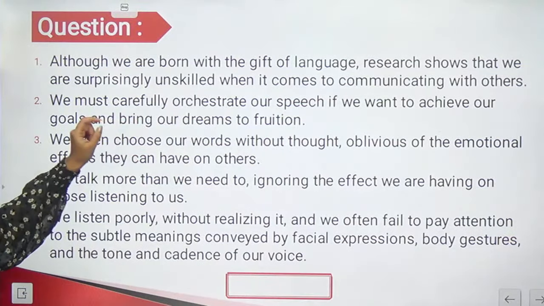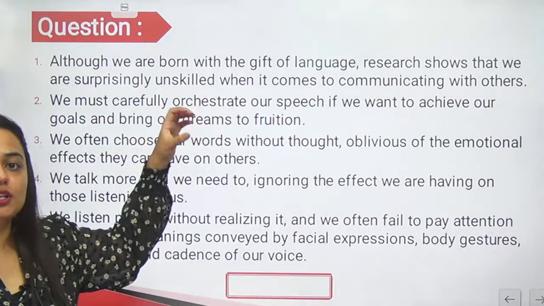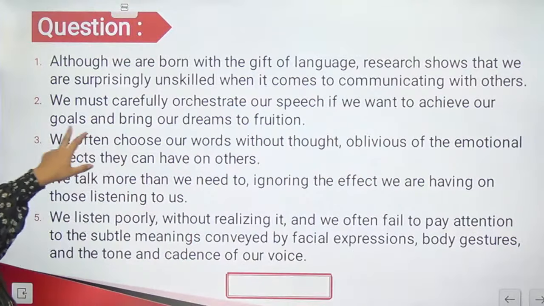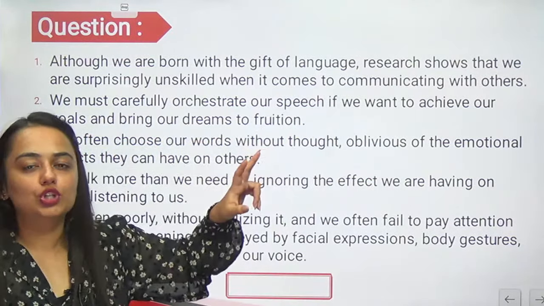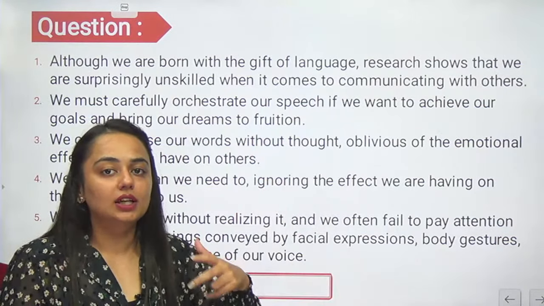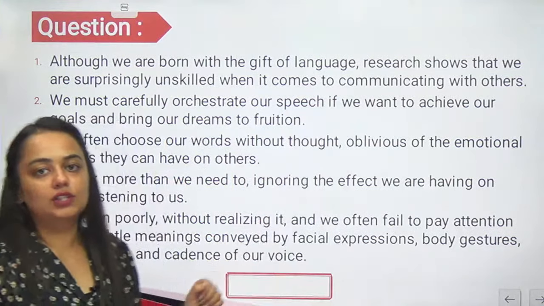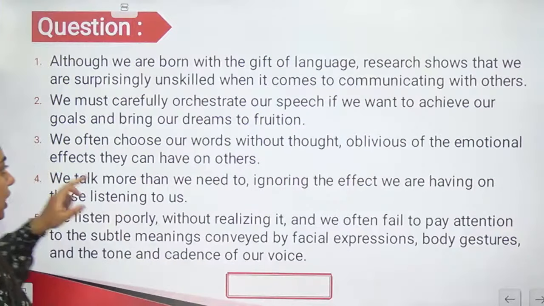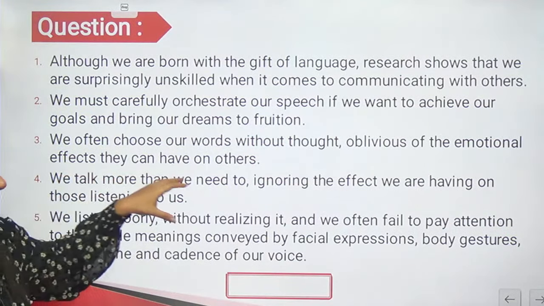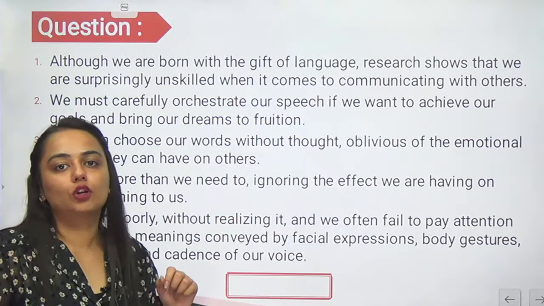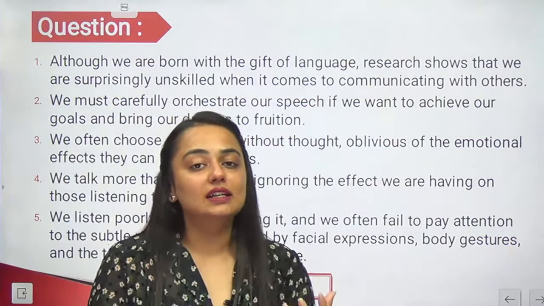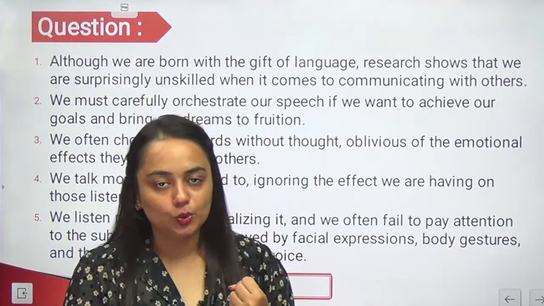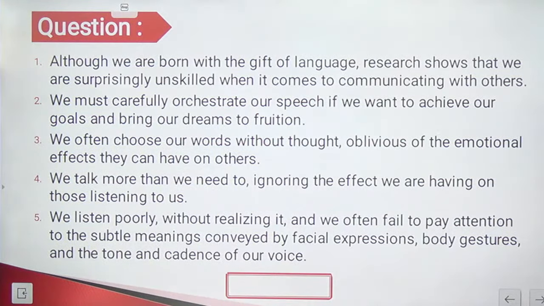But in this line, we are talking about achievement. We are talking about arranging our speech in such an impressive manner that we achieve our goals and bring our dreams to fruition. So this becomes a little more extreme, but let's not jump to conclusions and read the rest of the sentences also. We often choose our words without thought, oblivious of the emotional effects they can have on others. So this is a part of conversation. When you are talking to another person, you have to be considerate about the other person's emotions also, right? So yes, this is linked to our topic.